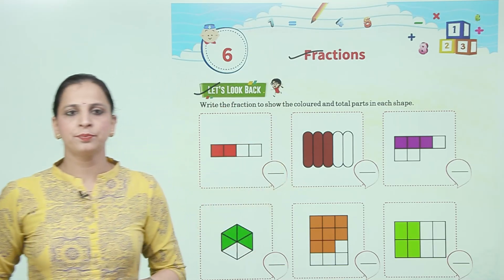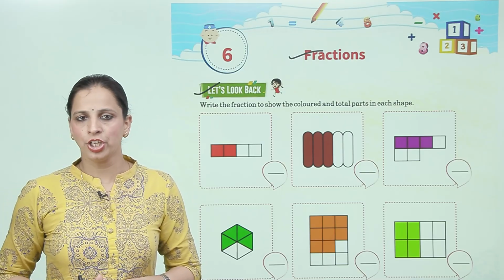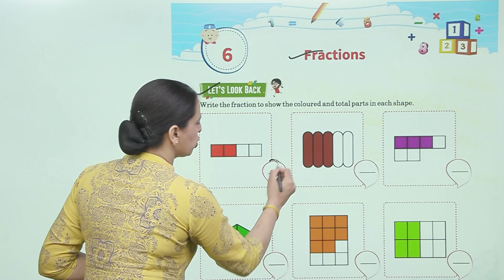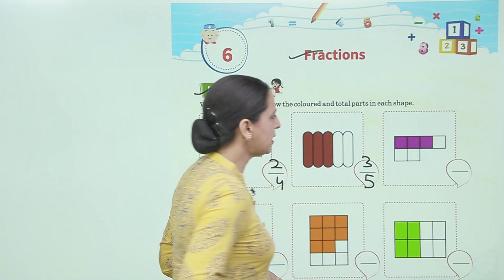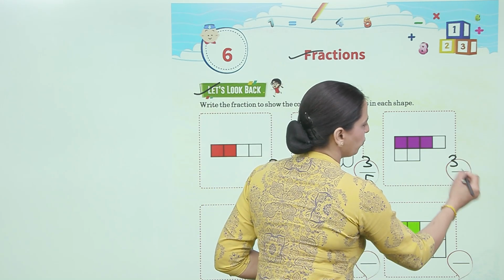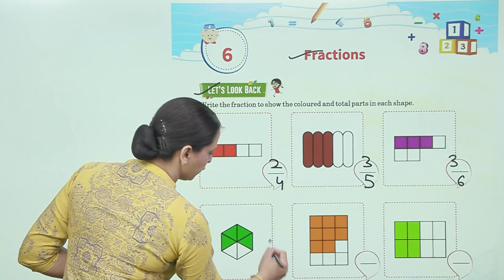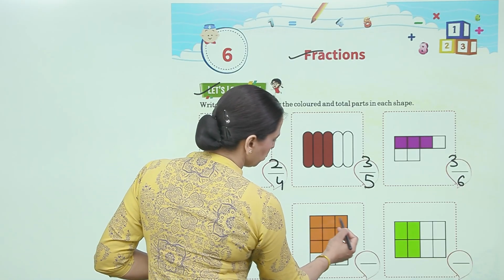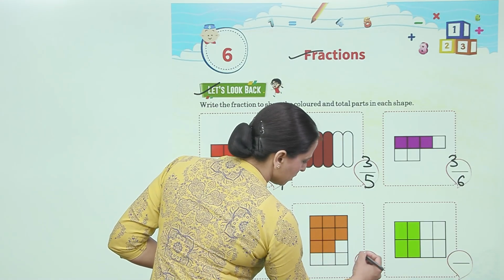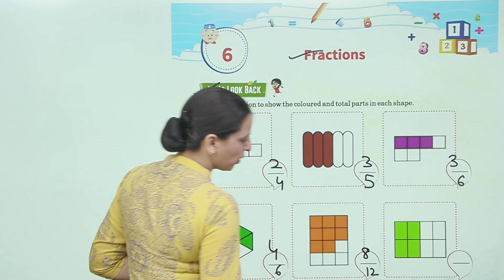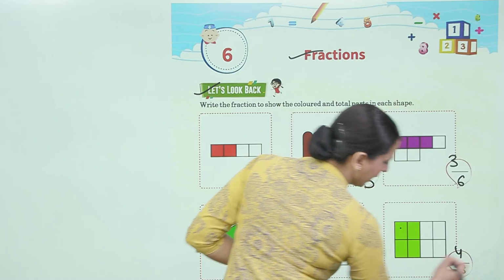Let's look back. Write the fraction to show the colored and total parts in each shape. Now, total is 4 and colored is 2, 2 by 4. Total is 5 and colored is 3, 3 by 5. Total is 6 and colored is 3, 3 by 6. Total is 6 and colored is 4, 4 by 6. Total is 12 and colored is 8, 8 by 12. Total is 8 and colored is 4, 4 by 8.